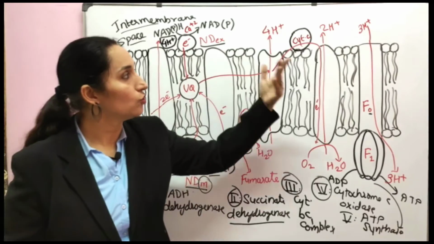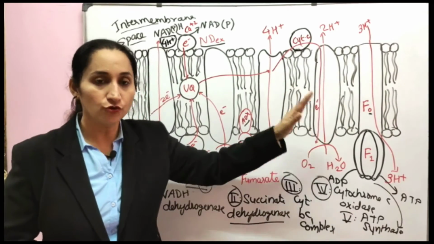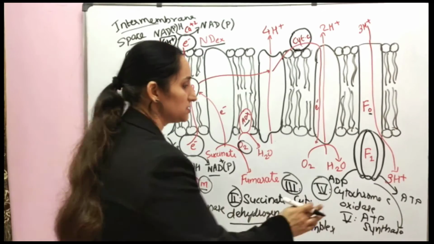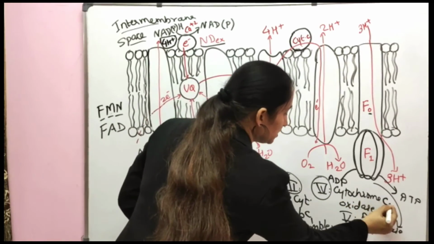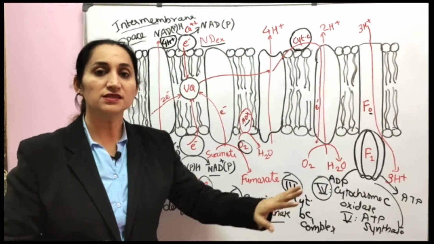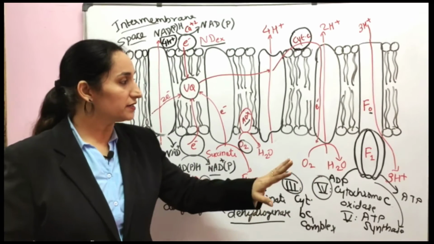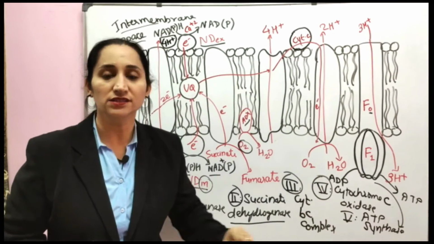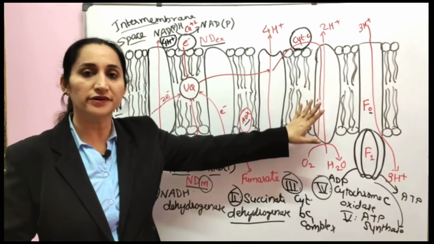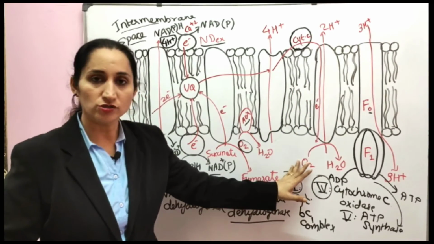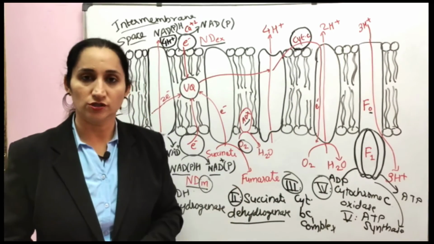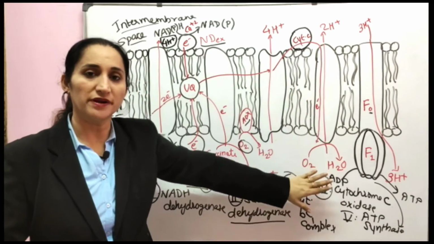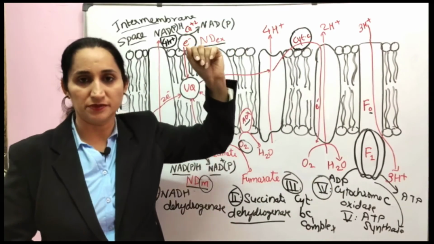Now let us move to the fourth complex. The fourth complex is cytochrome C oxidase. This is the terminal oxidase. It contains 2 copper centers and cytochrome A and A3, and this brings out the reduction of oxygen to water molecules. In this complex, only 2 protons are pumped from the matrix to the intermembrane space.